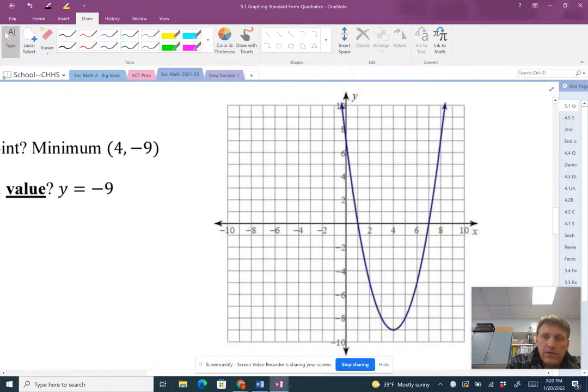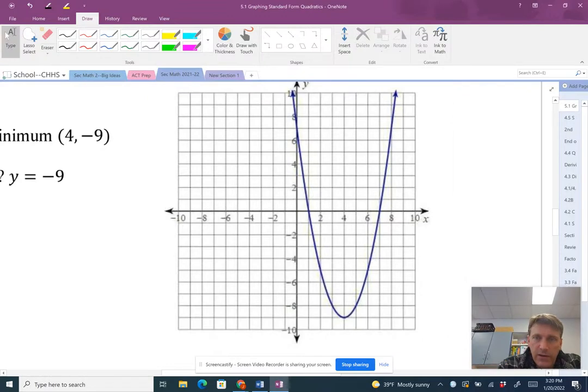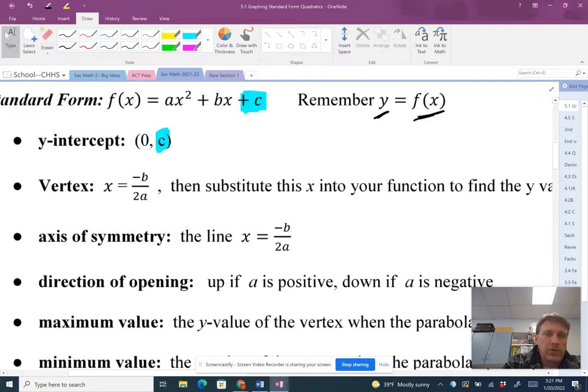If we look at what it looks like over here, that point right there is the point 0 in x, 7 in y, and that's the y-intercept, the point 0, comma 7. All right, let's look at the next one.